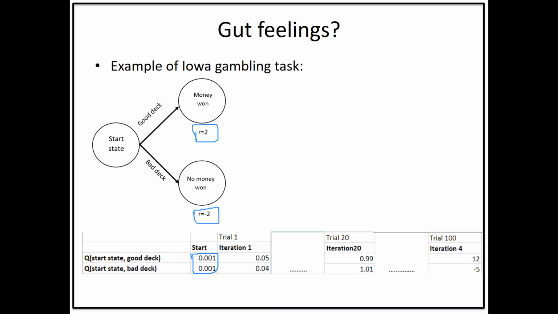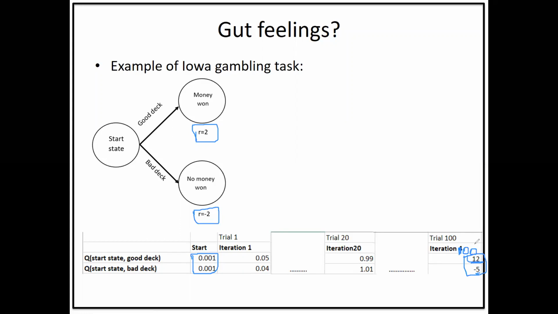And after 100 iterations, okay, there is a typo here. This is not iteration 4. This is iteration 100. So after 100 iterations, that is after 100 times of drawing the cards again and again, you realize that drawing cards from the good deck results in a much higher cumulative reward compared to drawing cards from a bad deck. So this means that your gut feeling, that is your Q value, the true Q value, has increased so much for drawing from a good deck that you instinctively feel so. So that's your gut feeling.